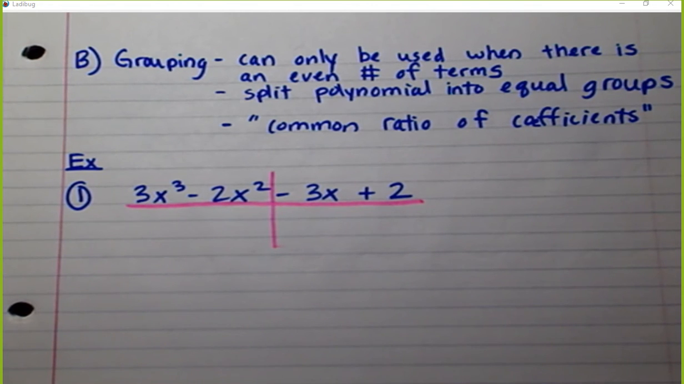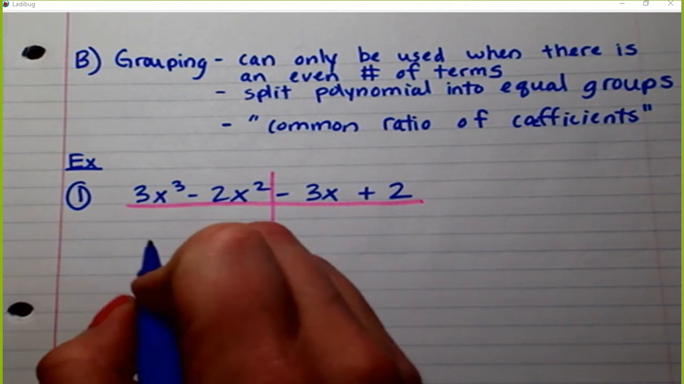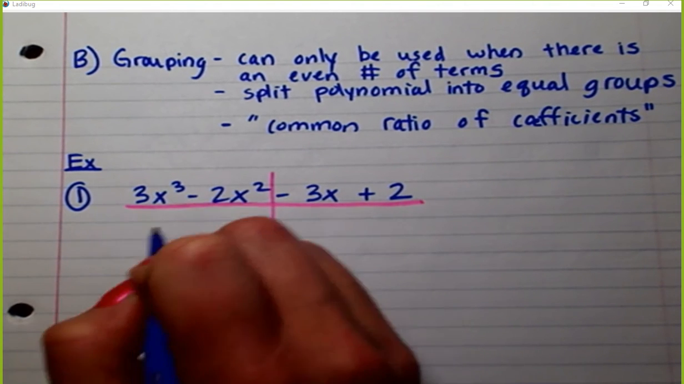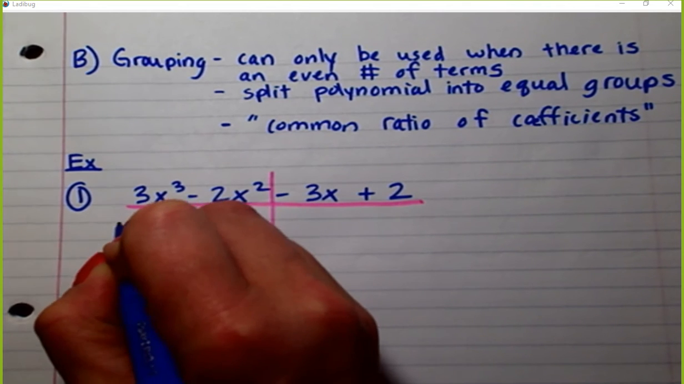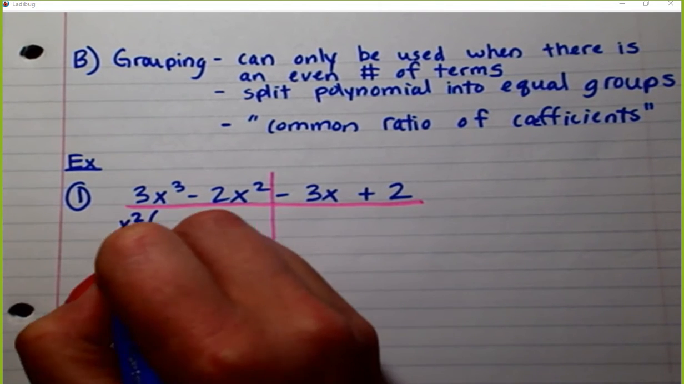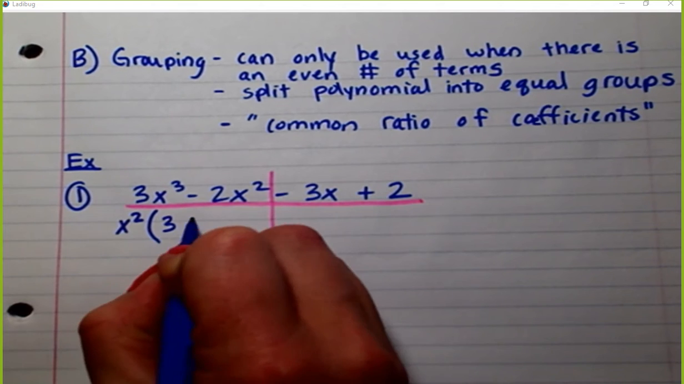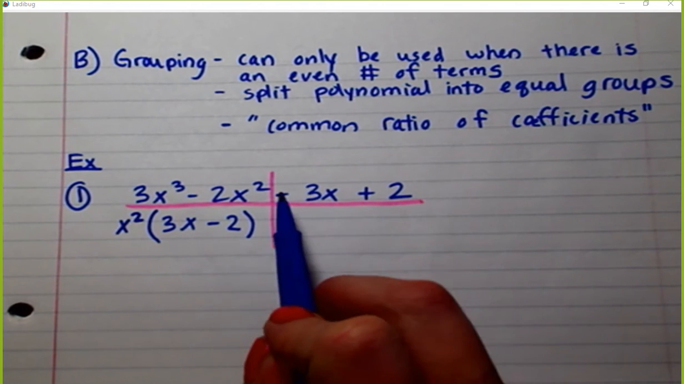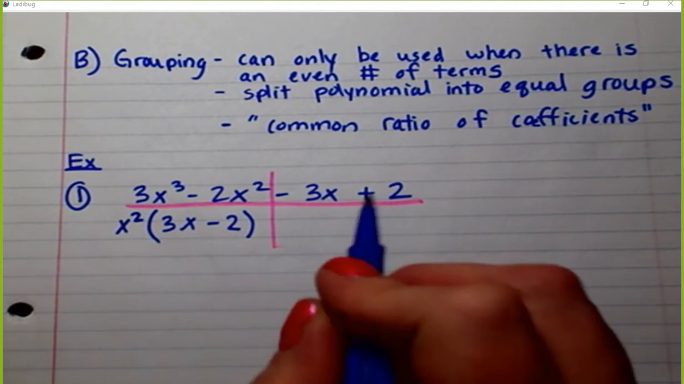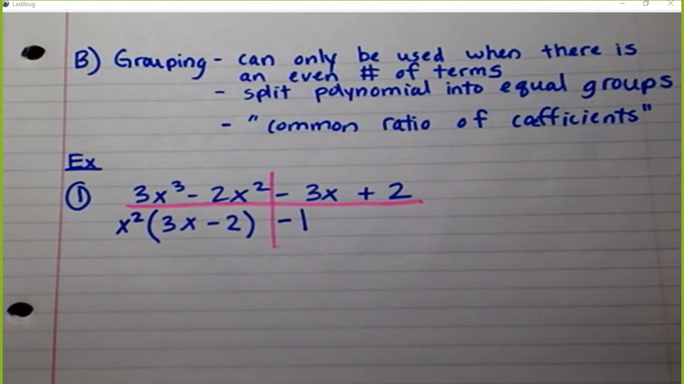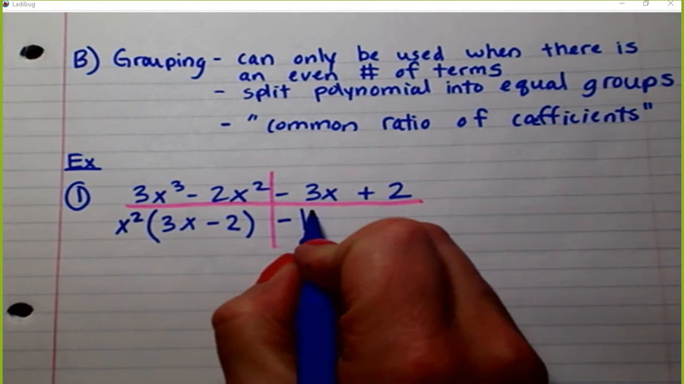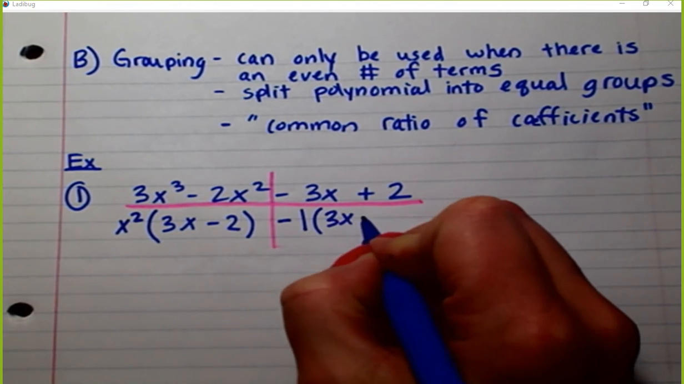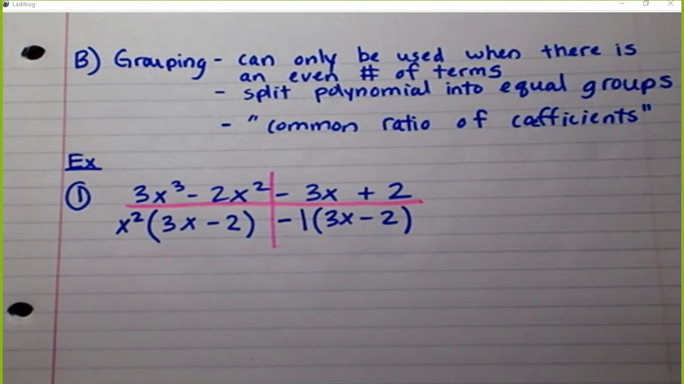All right, here we go. What's the GCF in the first grouping? X squared, right? So the GCF comes out in front, and we're left with 3x minus 2. Then I look at the second grouping, minus 3x plus 2. There's no letter and no number really, so it's a 1. In this case it's a negative 1, because you don't want to have a leading negative there.